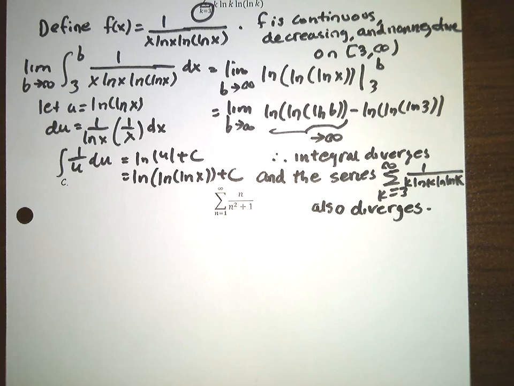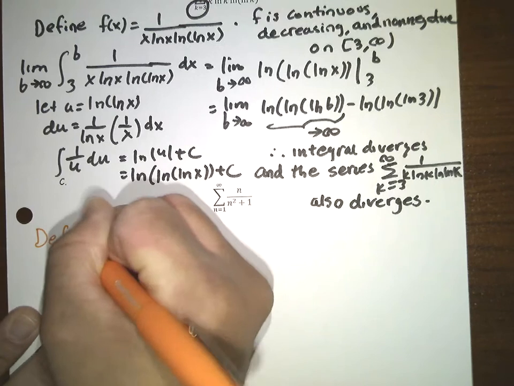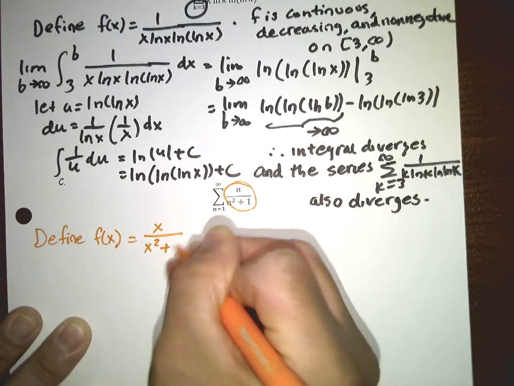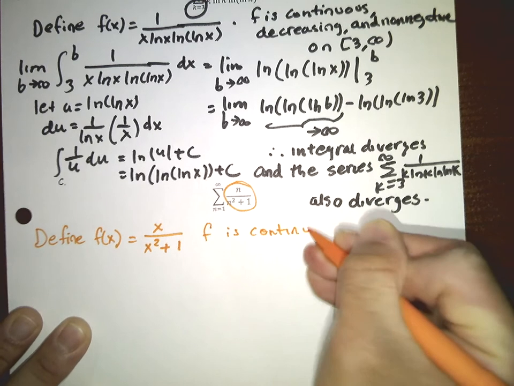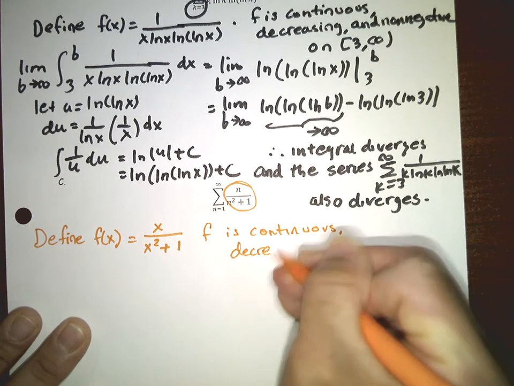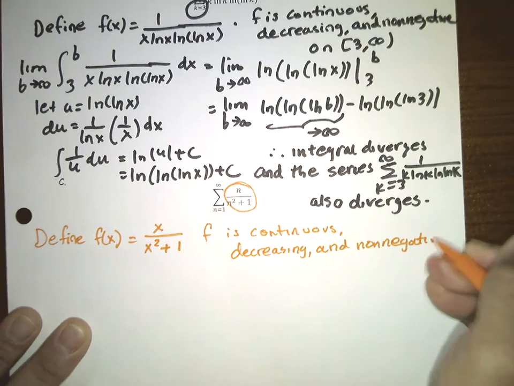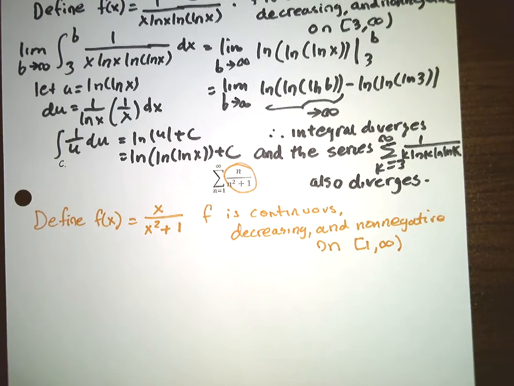So here we have the sum n equals 1 to infinity of n over n squared plus 1. So similarly to the last two, let's define an f of x just to be x over x squared plus 1. And I'll let you verify that f is continuous, decreasing, and non-negative on 1 to infinity.